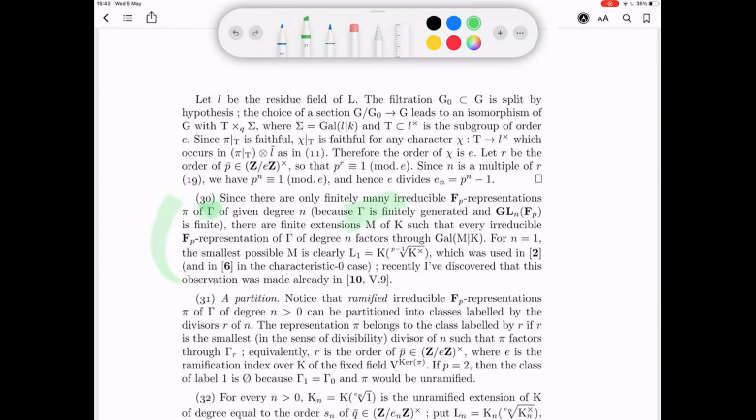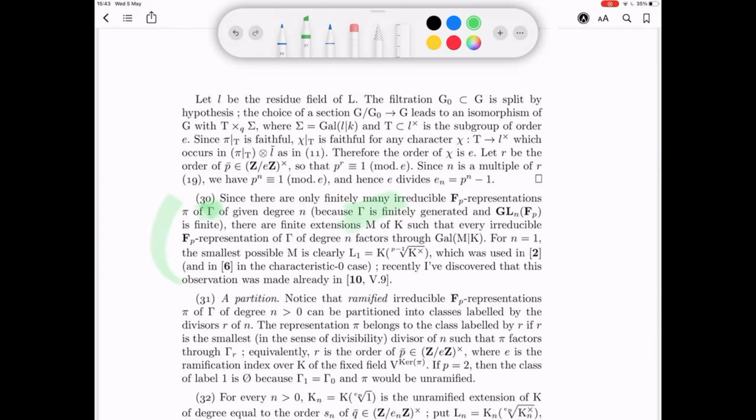So this quotient G modulo G naught comes with a canonical generator. Let's call it little sigma, and sigma to the power f is equal to 1, where f is the degree of L naught over K. And the kernel of this quotient map is the inertia subgroup G naught. Now we know that the inertia subgroup comes with a map theta naught. Anyway, it's cyclic of order e, where e is the ramification index, right? e is the degree of L over L naught.